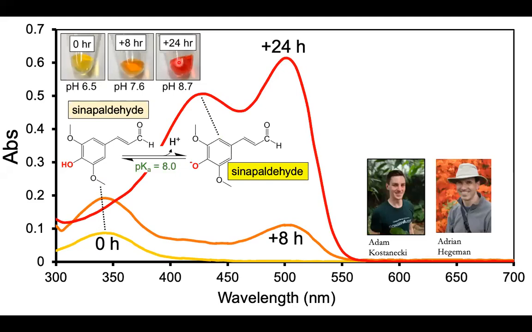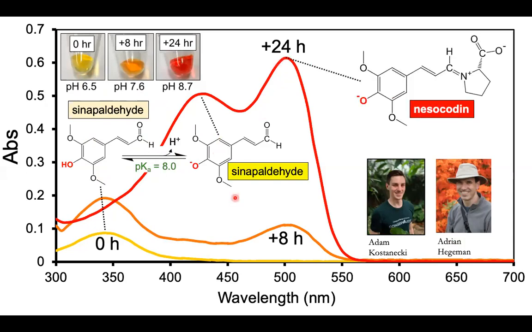Chemical studies and analysis by an undergraduate, Adam Kostanecki, and a professor, Adrian Hegeman, and his graduate student, Stephen Brockman, showed that the yellow coloration is formed primarily due to cinnamaldehyde, which then changes spectral properties as the pH progresses to an alkaline pH. And finally, the red peak, which we see here at around 500, is produced by a pigment, nesocodin, which is a novel pigment that we have discovered, and this has been patented by the University of Minnesota Twin Cities.